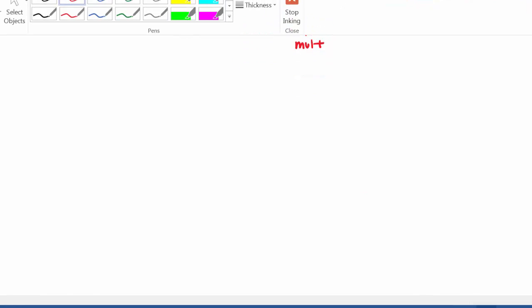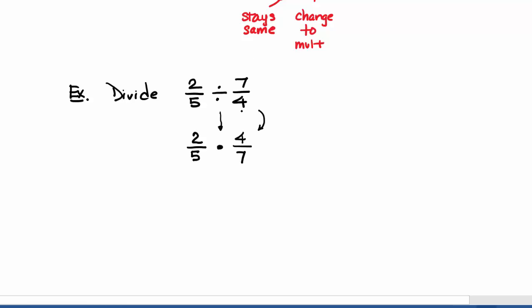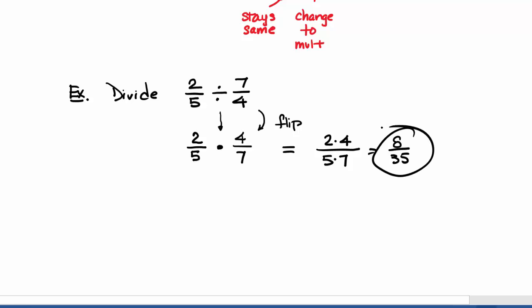Okay, let's do a couple examples. Let's say I ask you to divide 2/5 divided by 7/4. Okay, this stays the same, so it's still 2/5. Right. This changes to a multiplication. Then this changes, and I flip it. So this becomes 4/7. Right? So I flip the second, and I change the operation to a multiplication. And now I can simply multiply across. So I get 2 times 4 over 5 times 7, which is 8 over 35. Okay.